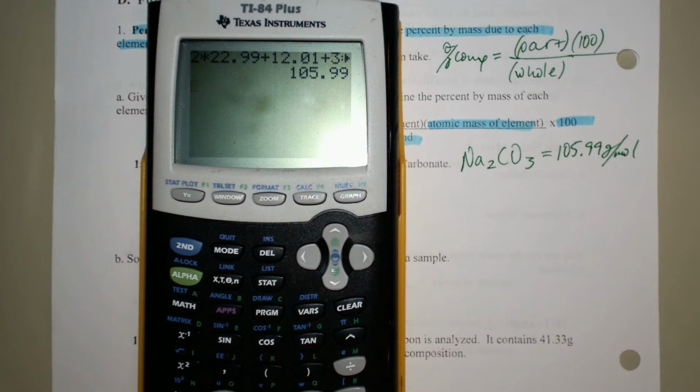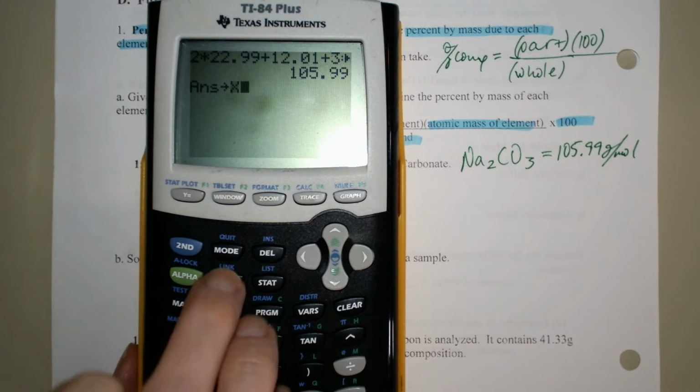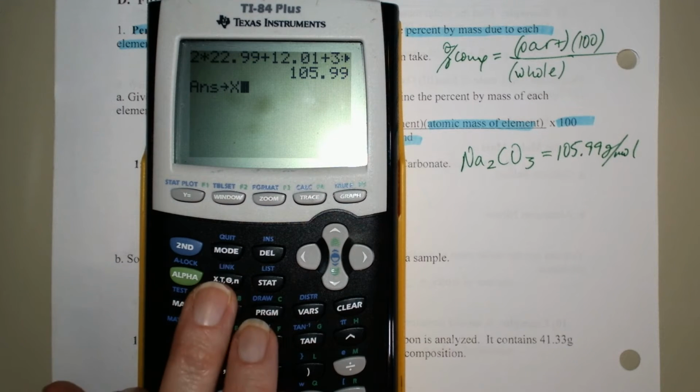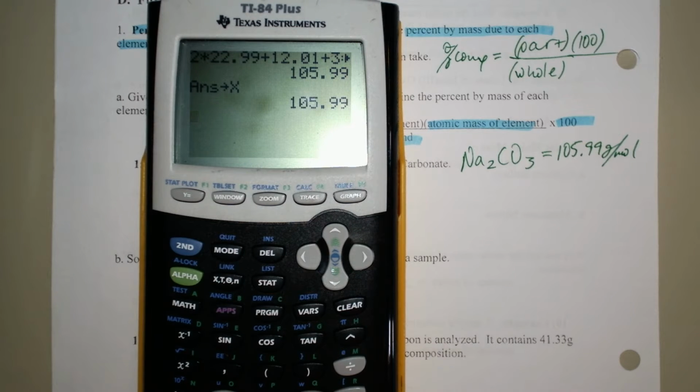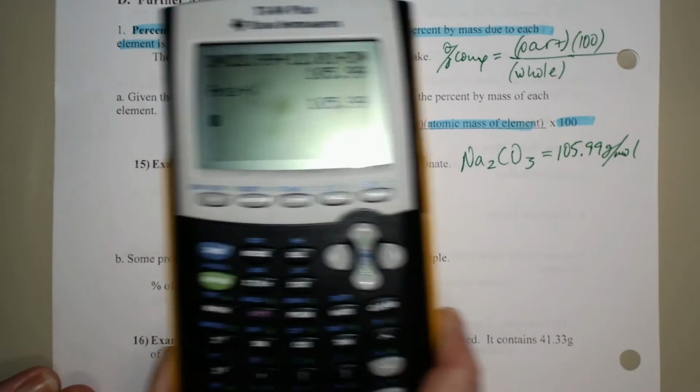Now, to make things a little more simplified in our calculator, I want you to hit the store button and then letter X, which is right next to the alpha button, and then hit enter. We're going to temporarily store that number as letter X in our calculator. It'll just make things go a little quicker when we start sticking these in our calculator.